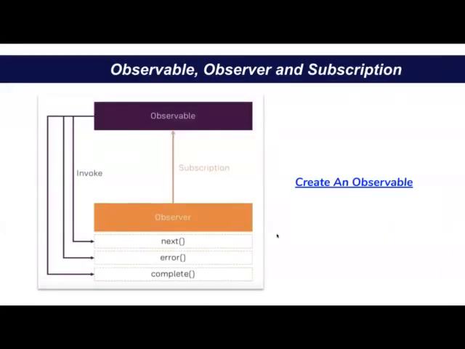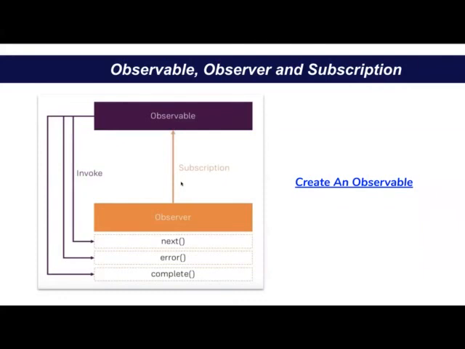So we'll jump to the next point. I talked about a lot of things like observables, observer, subscription, and how it looks. I'll show you a basic example. Think of this as my observable, and here I have the observer. How are they connected? They are connected with the subscription. This is my subscription channel.